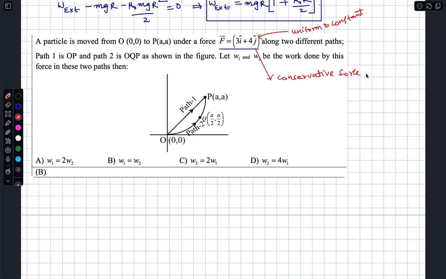If it is conservative, work done is independent of path. So therefore, W1 is equal to W2. That's all. So my first identification factor is uniform and constant.